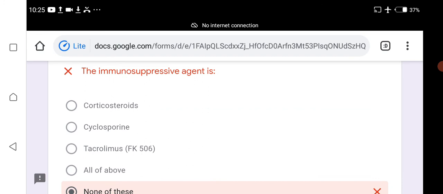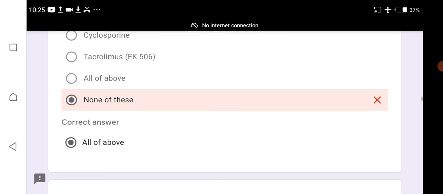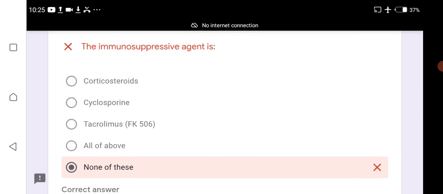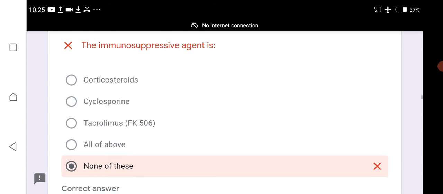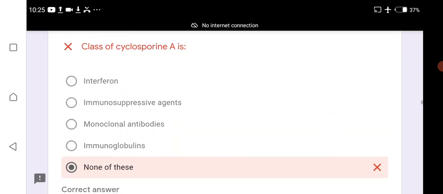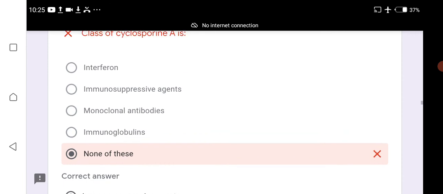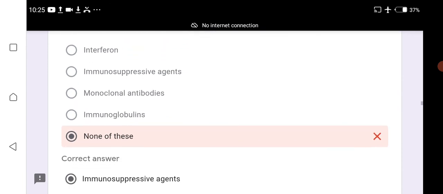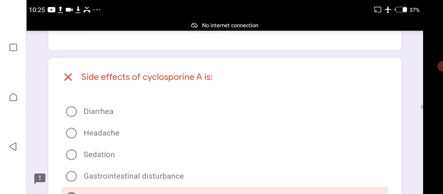The immunosuppressive agents are all of the above: corticosteroids, cyclosporine, and tacrolimus, or FK506. Tacrolimus, cyclosporine, and corticosteroids are immunosuppressive agents. Cyclosporine A is an immunosuppressive agent.